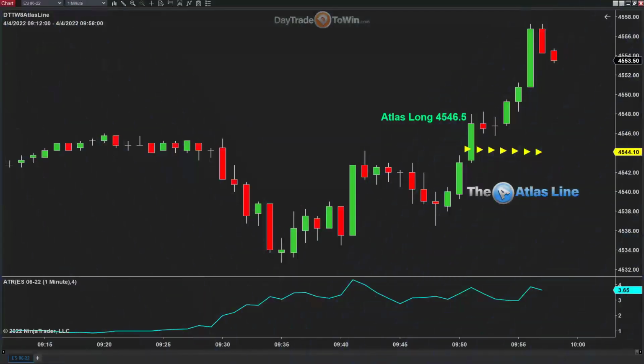Now I'm going to switch gears here. This is the Atlas Line. This is just the other day, April 4th, and now you see a signal. The first signal of the day is the Atlas Line long 45.4650.